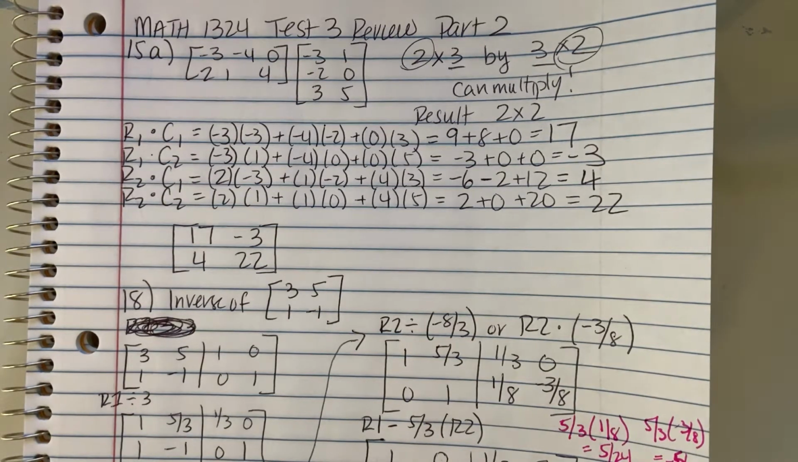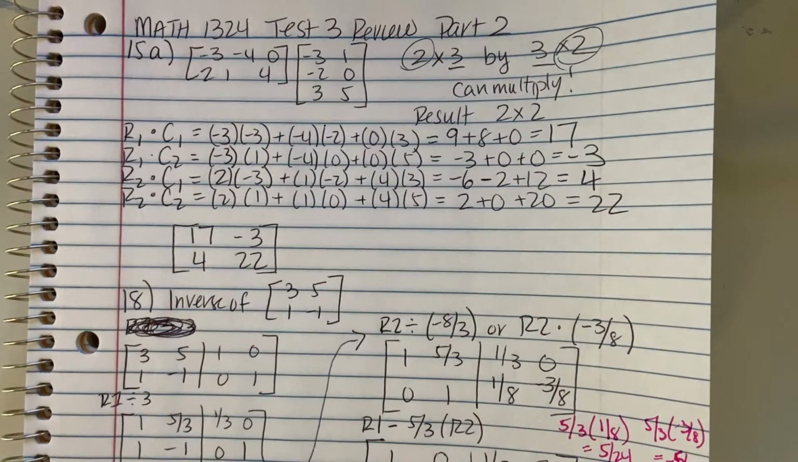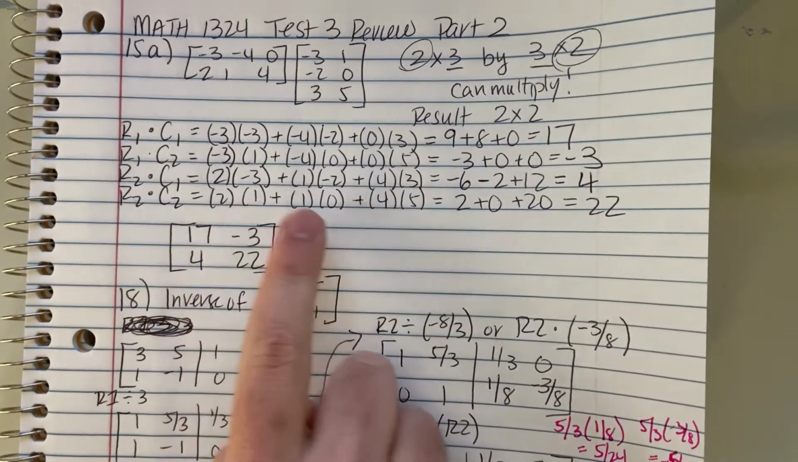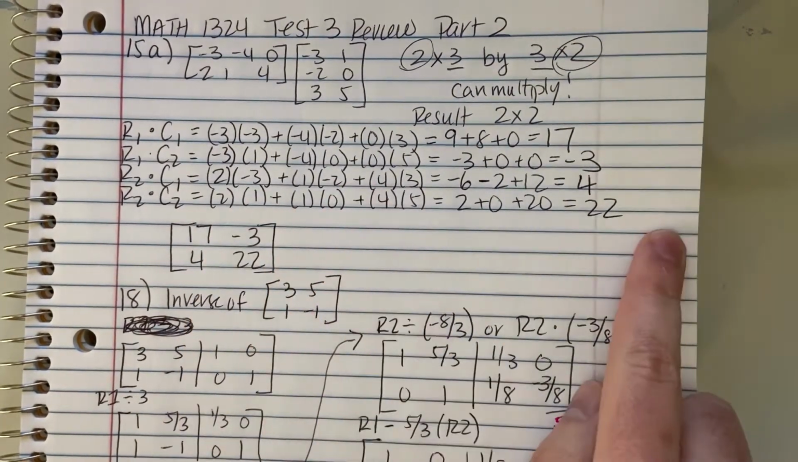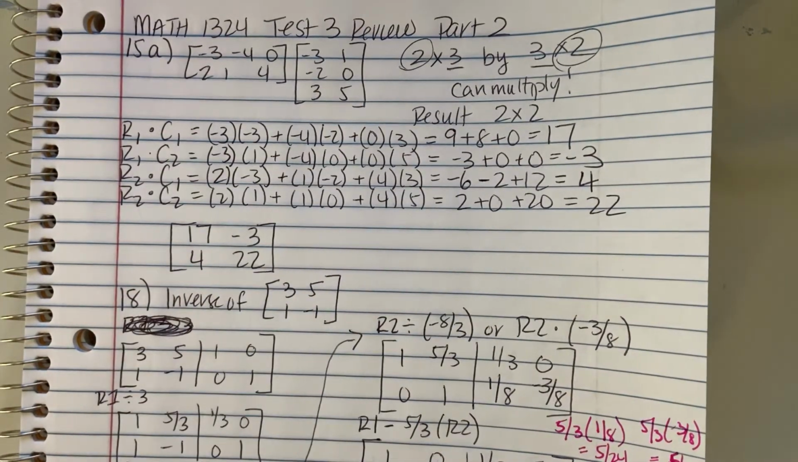Now you also have to do it for the second row. So row 2 times column 1 would be 2, 1, 4 times -3, -2, and 3. So 2 times -3 plus 1 times -2 plus 4 times 3. That's -6 minus 2 plus 12, which is 4. And of course, to get the last term, you have to do the last row by the last column. So 2 times 1 plus 1 times 0 plus 4 times 5 to get 22. And so this is your product of the two matrices.